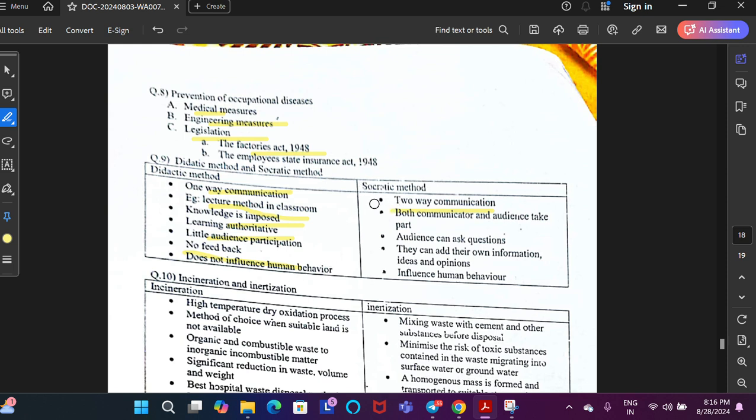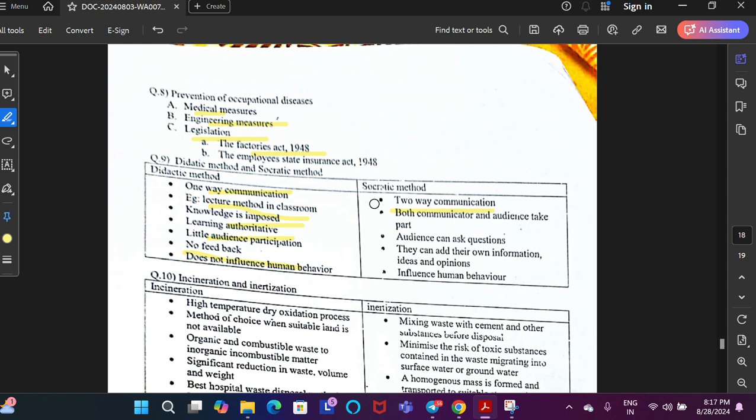But in the Socratic method, there is a two-way communication. Both the communicator and the audience take part. The audience can ask questions, they can add their own information, ideas and opinions, and it influences human behavior.